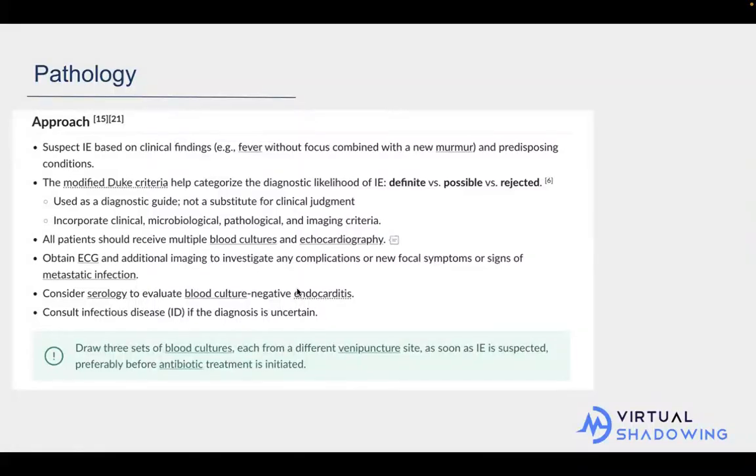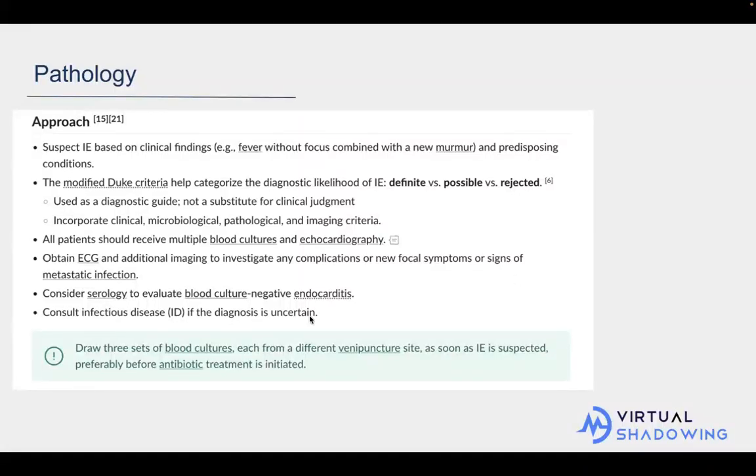So we use this thing called the Duke criteria, because Duke is one of the major cardiac hospitals in the country. So they made this fancy criteria and they got to name it after themselves. That helps us to determine the likelihood. In medicine, we have scoring systems and criteria for everything.